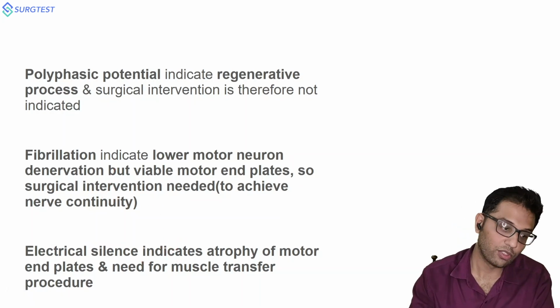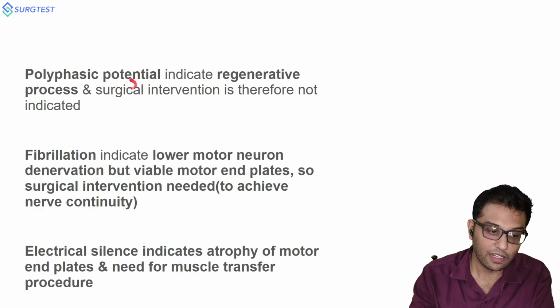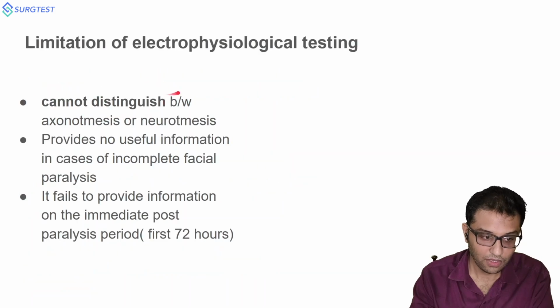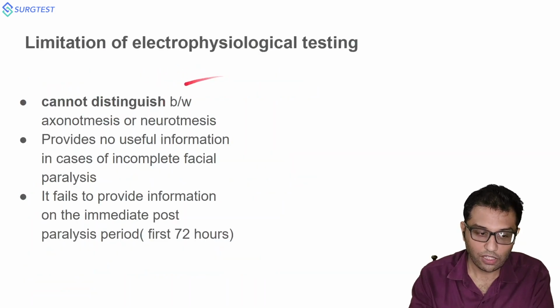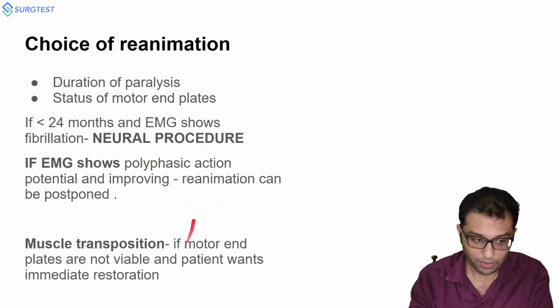Nerve transfer procedures will work in fibrillation, and if re-innervation potentials are seen, there is no need for any surgical intervention. Now, what are the limitations of electrophysiological testing? Number one, it cannot differentiate between axonotmesis and neurotmesis. It provides no useful information in incomplete facial palsy, and it fails to provide any information in the immediate post-op period, that is within the first 72 hours, because Wallerian degeneration is not complete.